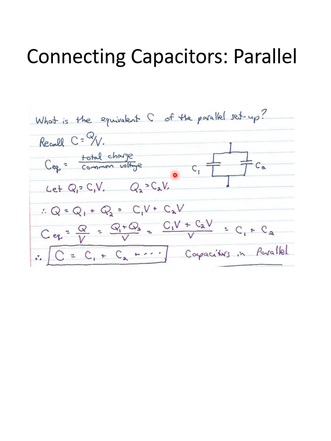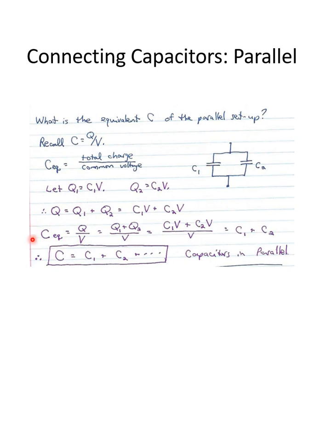Let's think about the charge on each capacitor. Let Q1 be C1 times V, and Q2 is C2 times V. Now we don't need to say V1 and V2 because by definition of parallel capacitors, they both have the same voltage difference across them. Now Q is equal to Q1 plus Q2. So there's some charge on the first plate, some charge on the second plate. The total charge is them added together, and that is C1V plus C2V.